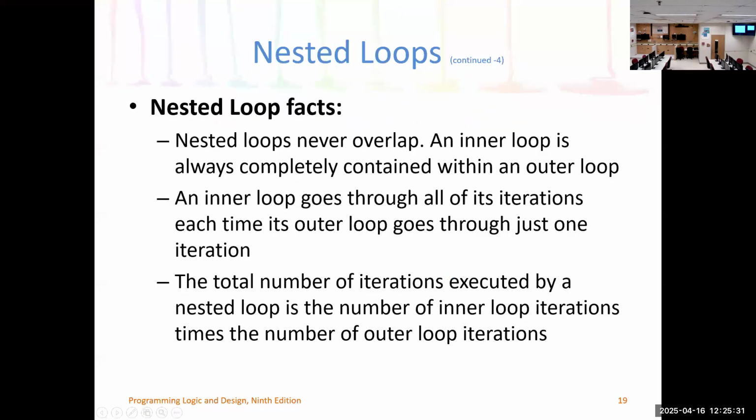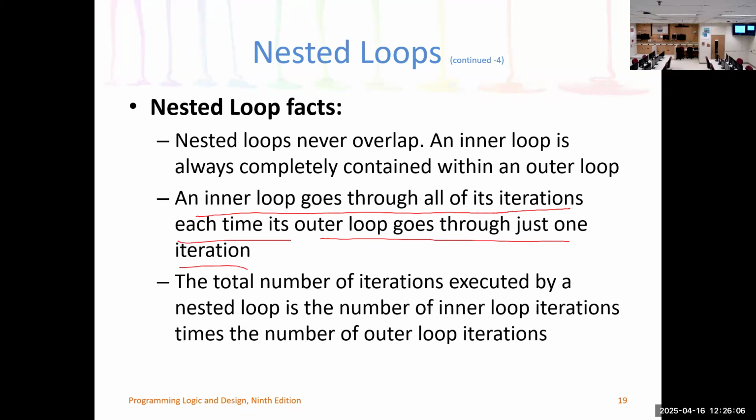For the nested loop right here, the loops never overlap. Remember that you have to put one totally inside the other. The inner loop is always completely contained within the outer loop. You cannot overlap. And the inner loop has to go through all of its iterations each time the outer loop goes through just one iteration. That's why you see 0, 0, 0, 1, 0, 2, all the way to 0, 9. That's the inner loop. Then after that, you move to 1, 0, and 1, 1, and so on.